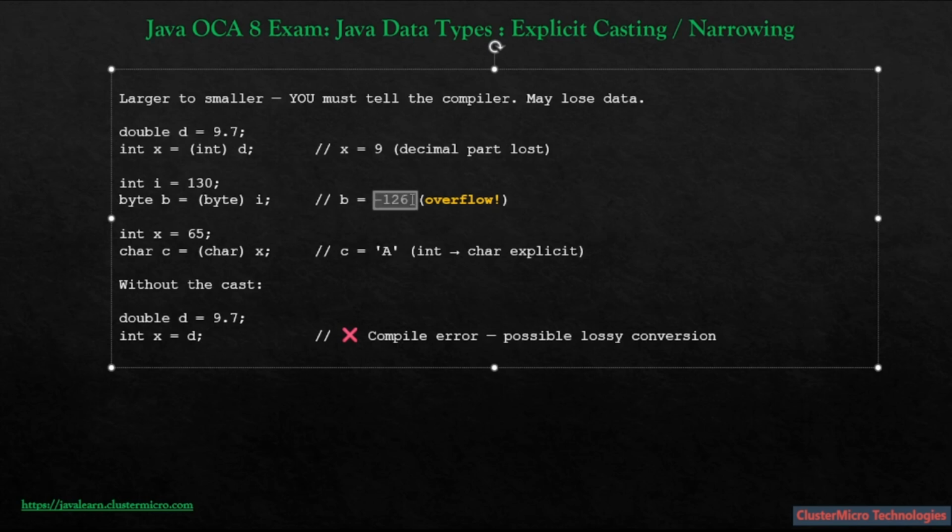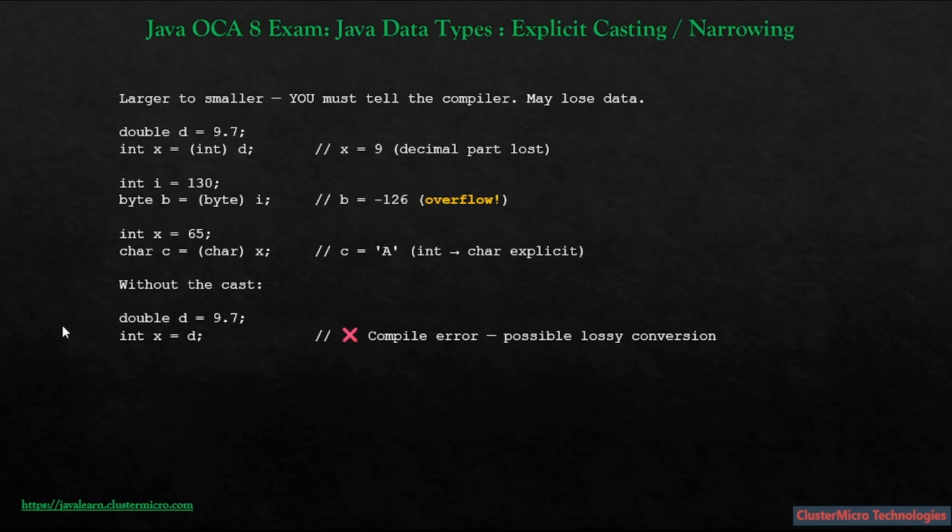And if you don't cast it right, if you put a double here without the cast, it will be a compiler error. So here let's discuss overflow. Let me explain what happens when 130 gets cast to a byte. We were discussing it. A byte is 8 bits. It can hold values from -128 to +127. That's a total of 256 possible values.